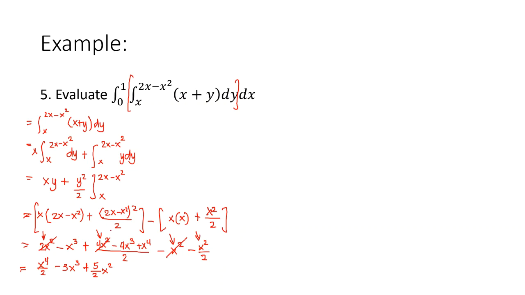So that is 5 halves x squared. Then that's it. So we've already simplified our result for the first integration. Now, we have to integrate it again using 1 to 0 limits and the x. So we have 0 to 1 of x to the fourth over 2 minus 3x cubed plus 5 halves x squared. Then we have the dx.